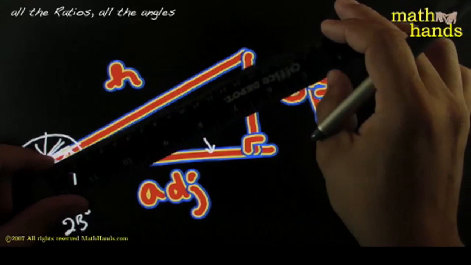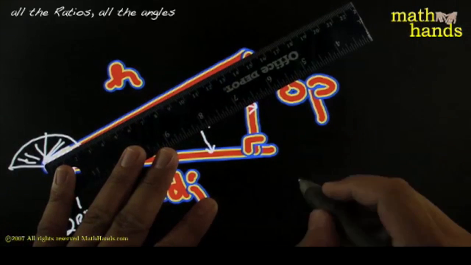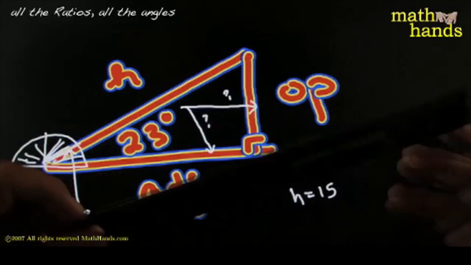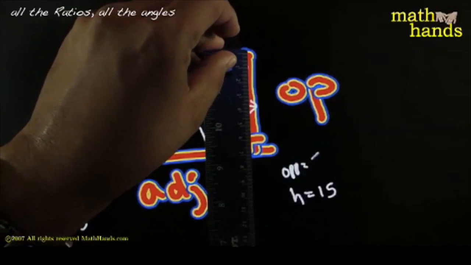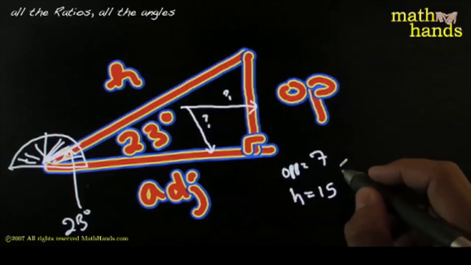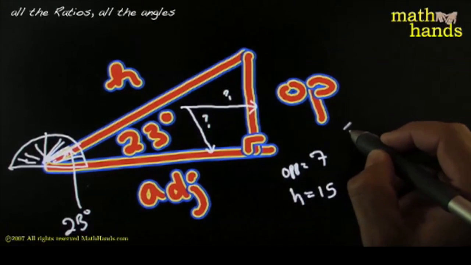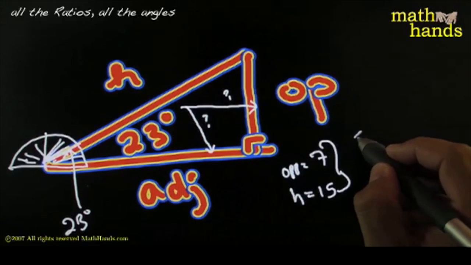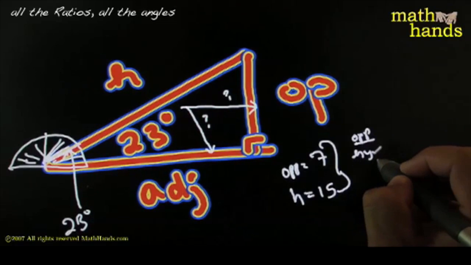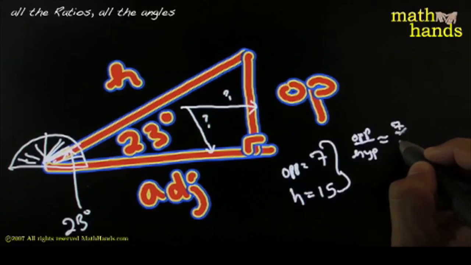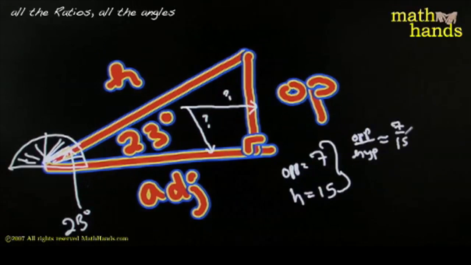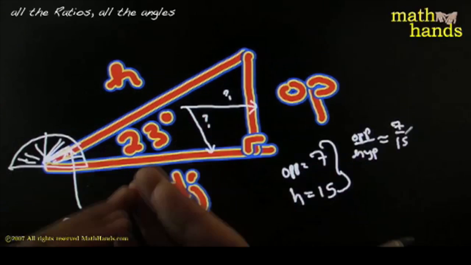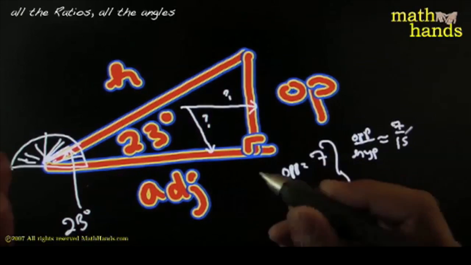Here's a silly way to do it. You would measure that the hypotenuse is equal to 15, and the opposite, well, you would just measure it and say, that's about 7. So therefore, you could say the ratio of opposite to hypotenuse is approximately 7/15. That would be a very, very crude and primitive way to try to estimate the ratio for 23 degrees. Again, let's keep focused. All right.